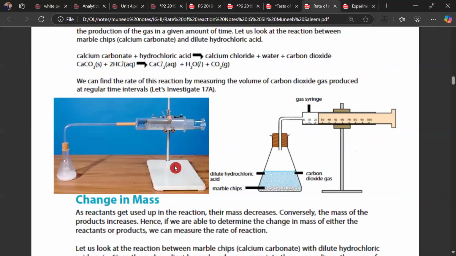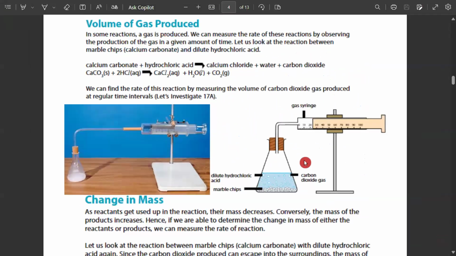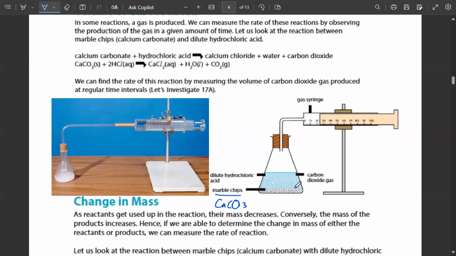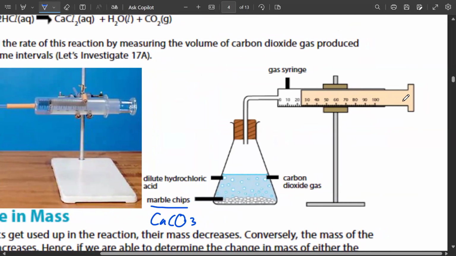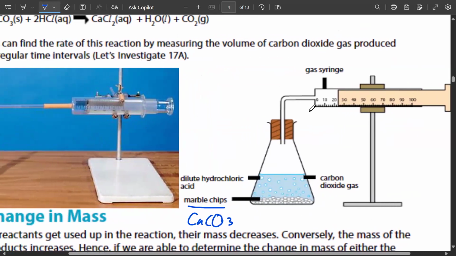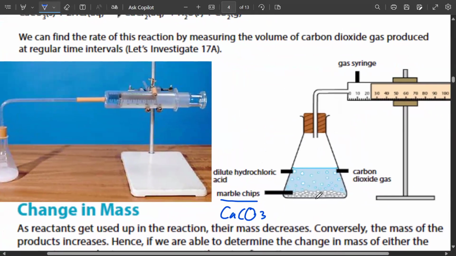If you remember from the chapter of rate of reaction, this was a case where calcium carbonate in the form of marble chips was used. Calcium carbonate is basically the marble chips in solid form that were dropped into the HCl solution, and that produced hydrogen gas, which you can see here in the form of bubbles coming out of the flask and entering into the gas syringe. And this gas syringe has a plunger on the other side, which moves according to the gas entering the gas syringe.